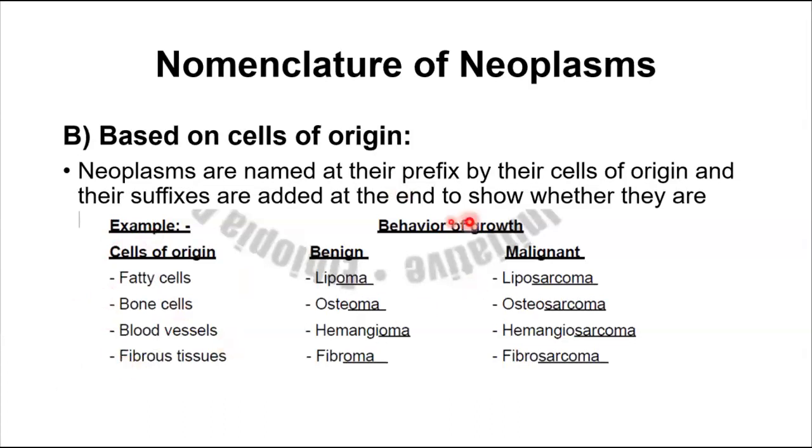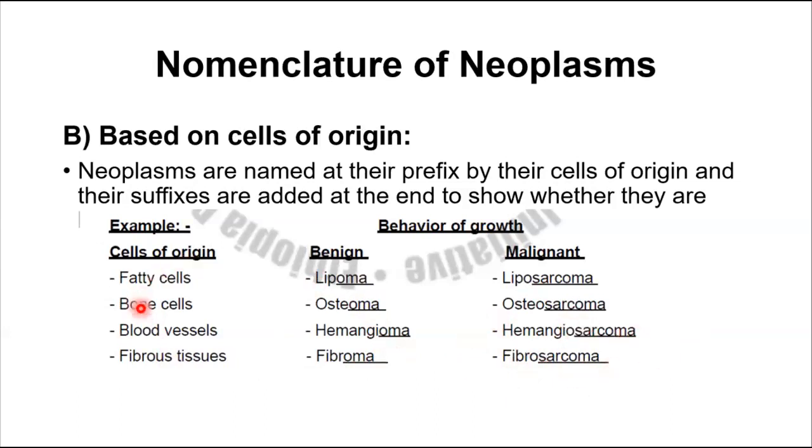And these are usually fat. It is called lipoma. And then if malignant, it is liposarcoma. And from bone, osteoma is benign, but osteosarcoma is malignant. And in blood vessels, hemangioma, that's benign. But if it becomes malignant, it will be called hemangiosarcoma. Okay, and then fibrous tissue, fibroma. If it is malignant, it is called fibrosarcoma.